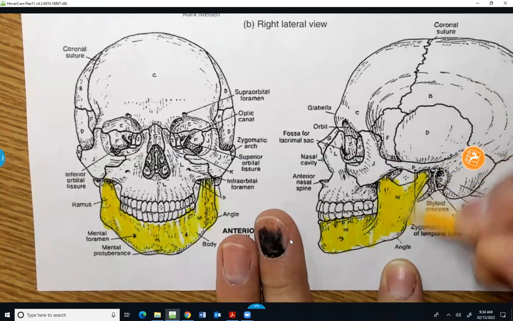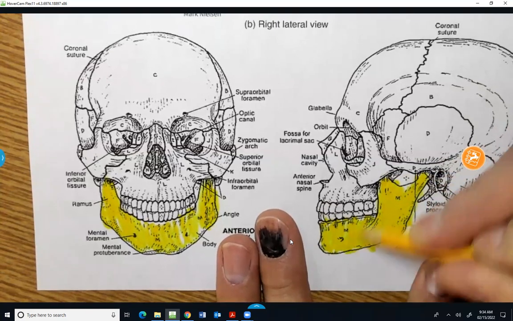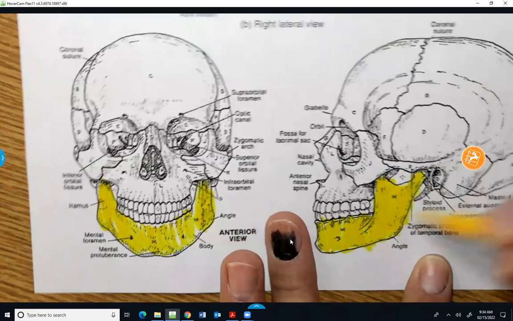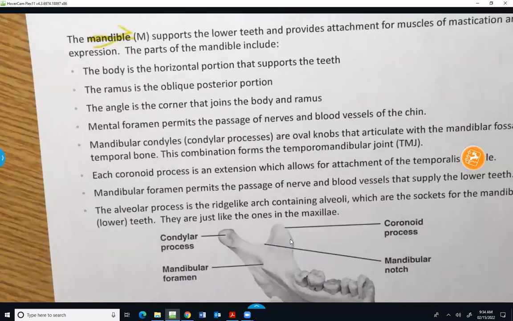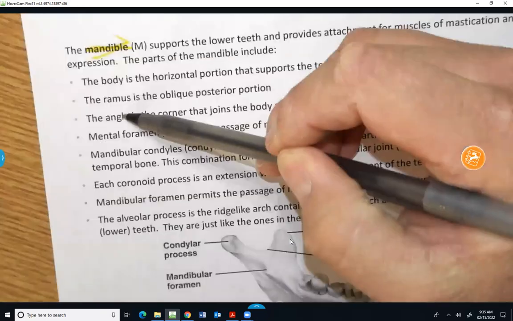Now, this bone, aside from having our lower teeth, or mandibular, or bottom teeth, has the unique ability to move. It's able to go up and down. It's the only movable bone in our skull. And that's what enables us to chew. It's also very important for smiling and making all sorts of different facial expressions, and obviously talking as well. Each mandible has three main parts: the body, the ramus, and the angle.